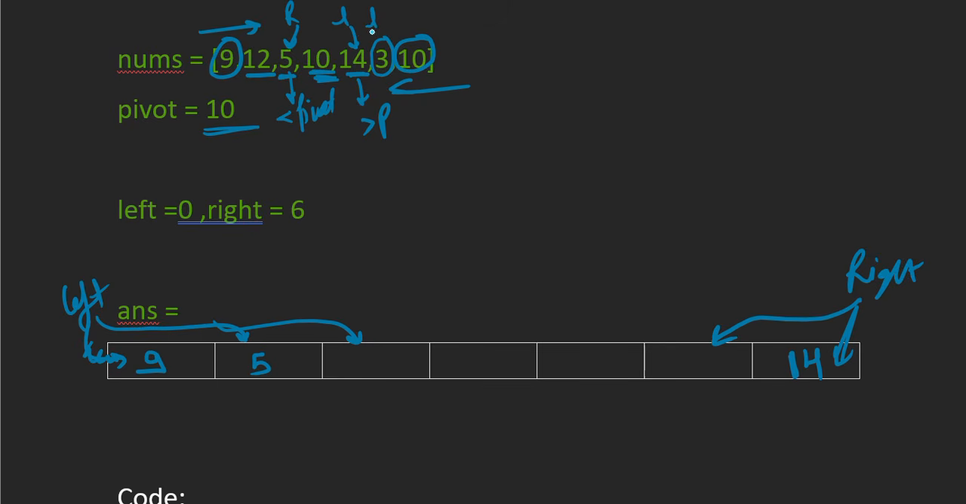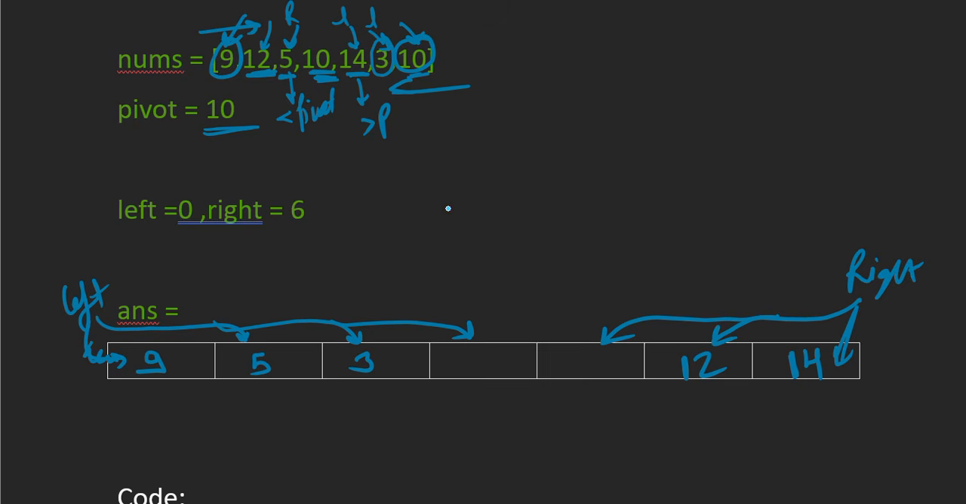Then in the next iteration, from the left side we get 3, which is lesser than pivot, so we put 3 here and then increment our left by 1. And from the right side we get 12, which is greater than pivot, so we put it at the place of right and then move our right pointer, right? And then from the left side we get 10, which is equal to pivot, and from the right side we get 9, which is lesser than pivot, so we do not do anything.